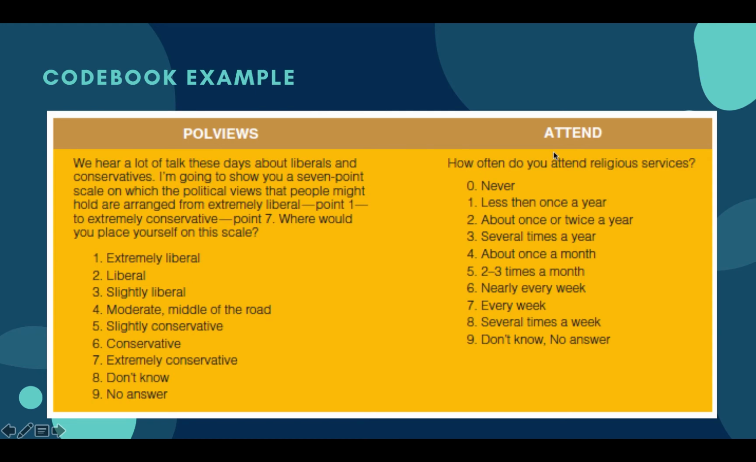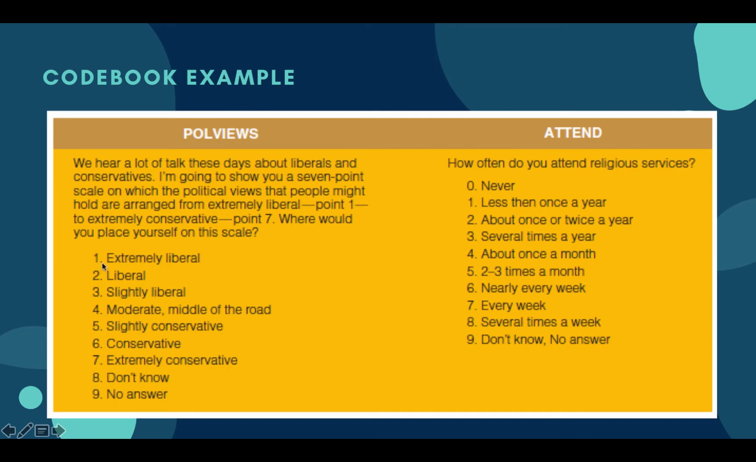Same thing for how often do you attend religious services, the attend variable. So in your code book, it was going to give you the text of that question. It'll say poll views is the variable name. Question text will be listed. The options or attributes that could possibly be selected are listed there.